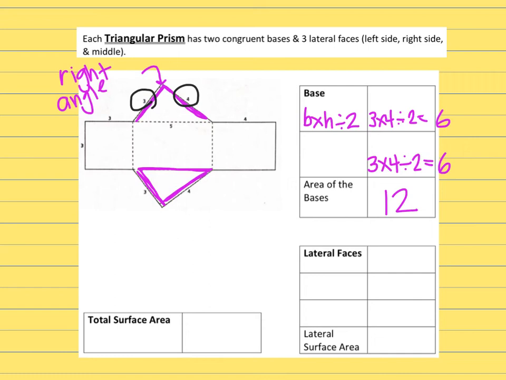Lateral faces, remember from the last side, that's going to be the section that's connecting the 2 bases. And this time, since it's a triangular prism, I only have 3. And I'm changing colors. Let me get rid of that. Let's go back to blue. All the way from the left side to the right side and that center one, these are my lateral faces.